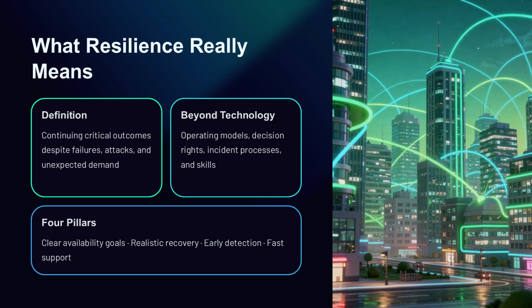It is not only a technology attribute. It includes operating models, decision rights, incident processes, and skills. A resilient enterprise architecture ensures that critical services have clear availability goals, that recovery plans are realistic, that visibility exists to detect problems early, and that support teams can act quickly without confusion.